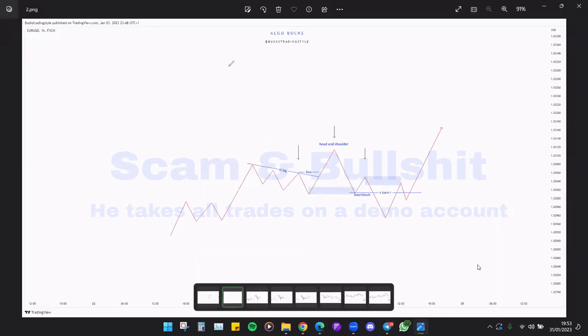There are some traders too that trade only chart patterns. They call them chart pattern traders, the flag, the head and shoulders, and all that. Now, support and resistance traders.